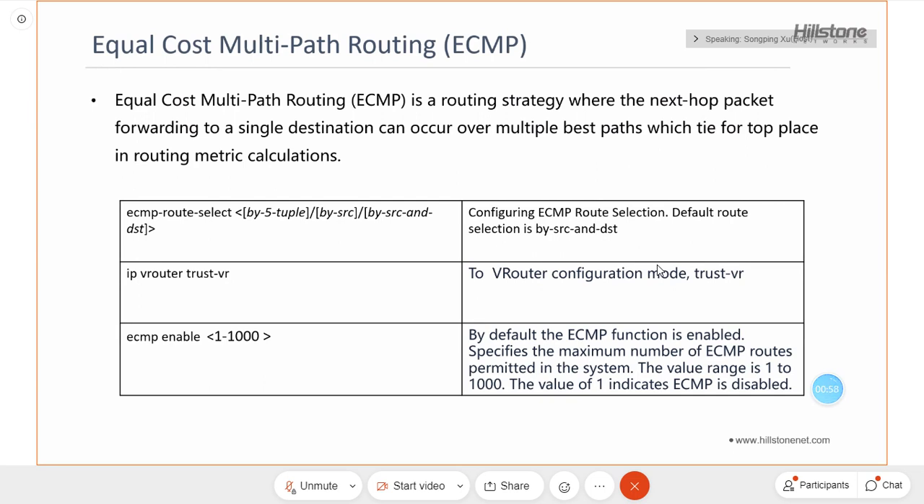By default, the ECMP function is enabled in the device. You can specify the maximum number of ECMP routes, which is from 1 to 1000. If you set the value as 1, that means ECMP will be disabled.